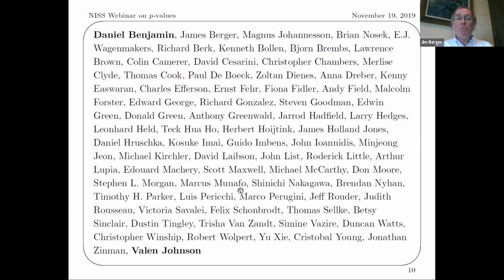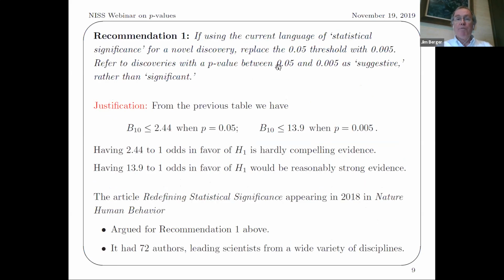Now, I'm not sure any of these people agreed as to the logic behind why they recommended going from 0.05 to 0.005, but they all agreed with that statement. It's impossible, as I think the ASA discovered, to get a collection of people to agree on what to do about the p-value problem. But this one, everyone could agree, okay, that's a step in the right direction.